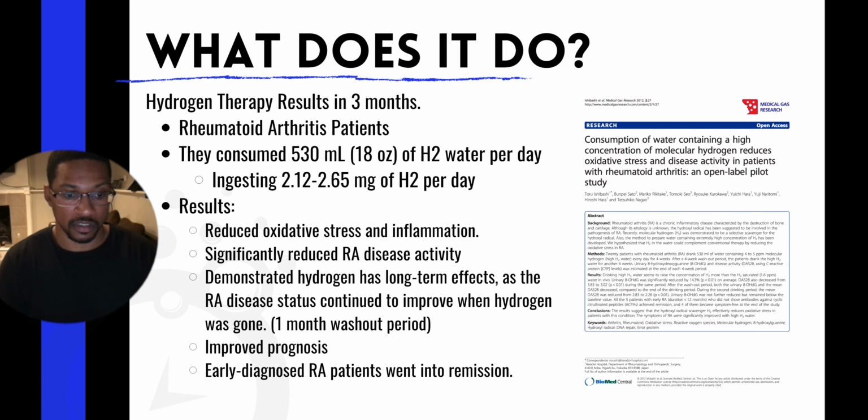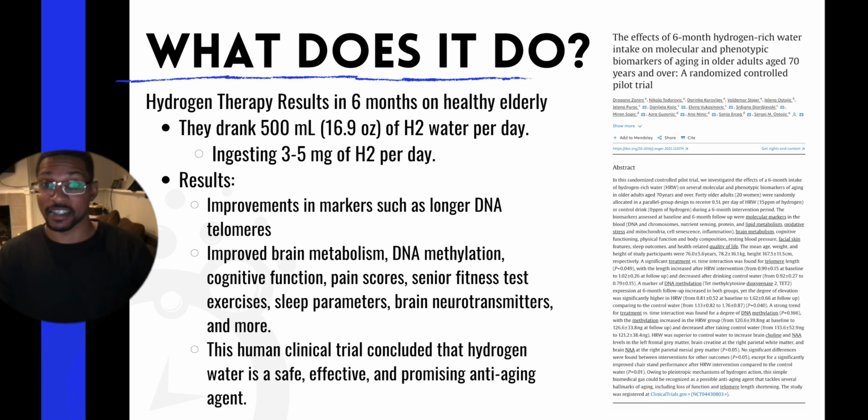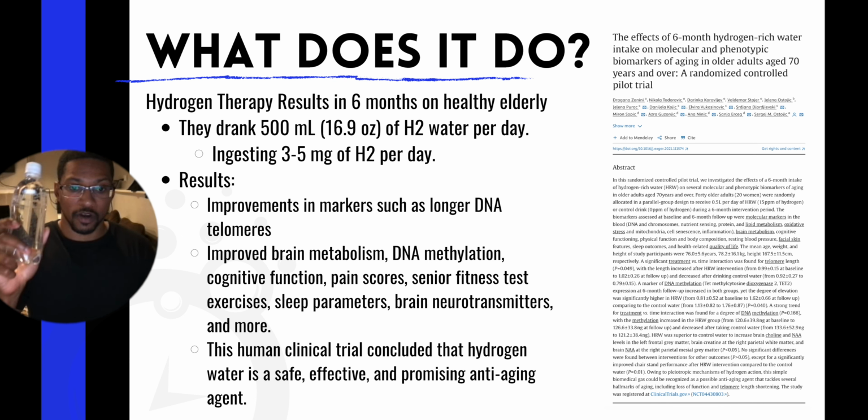It improved prognosis, and early diagnosed rheumatoid arthritis patients went into remission. All right, here's a 6-month study where they drank 500 milliliters of water. So I want you to see that with almost every single example, it's about 500 milliliters of water. So it's not a lot of water. 16 ounces of water per day with a good hydrogen concentration gave these types of results.